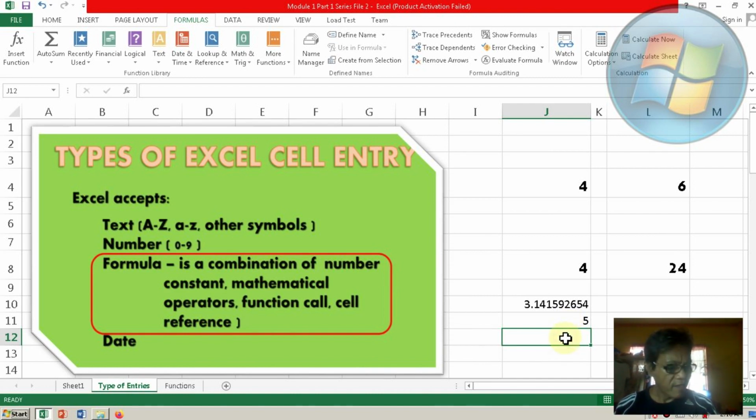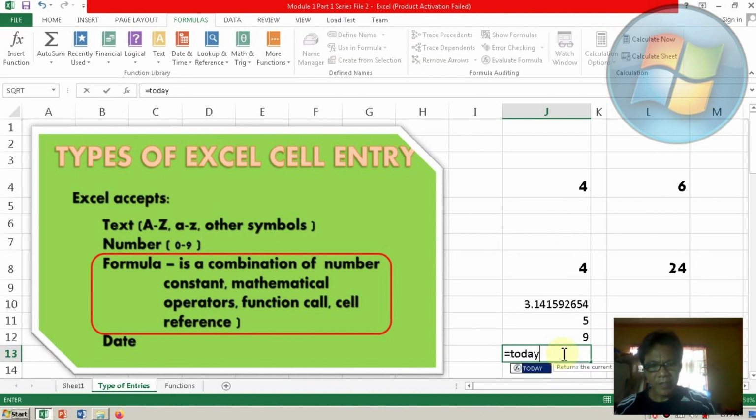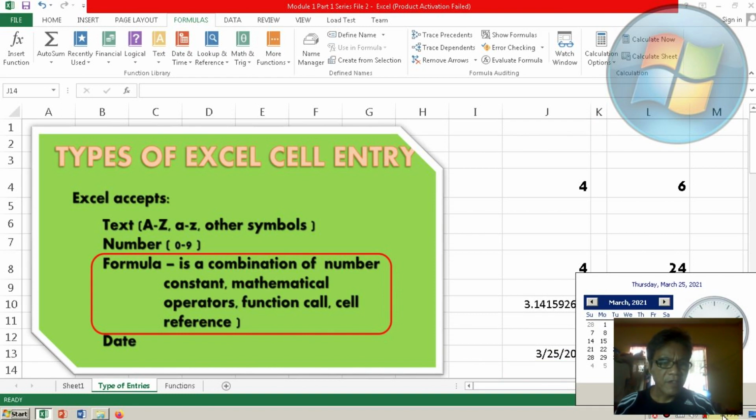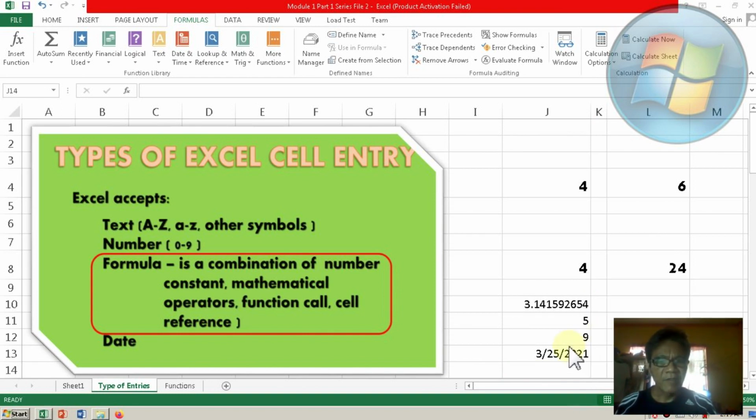Now we have another example. If you want to round, say, 8.98, and then we want to round that up as a whole number. Okay, so 8.98 is rounded to 9. Okay, another function example is today. So this function call is to get the current date. So the current date is 3/25/2021. Okay, so that's the value of the current date.